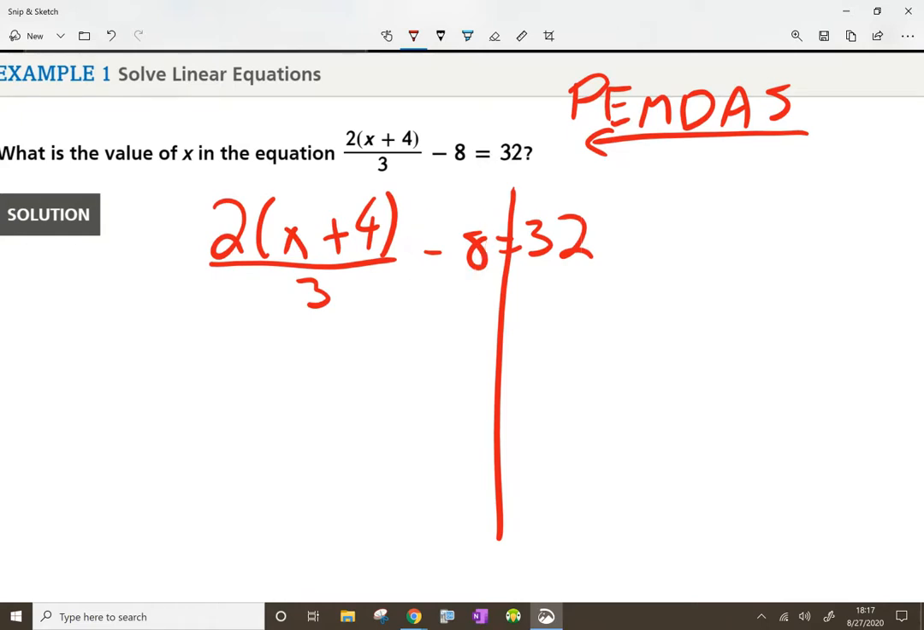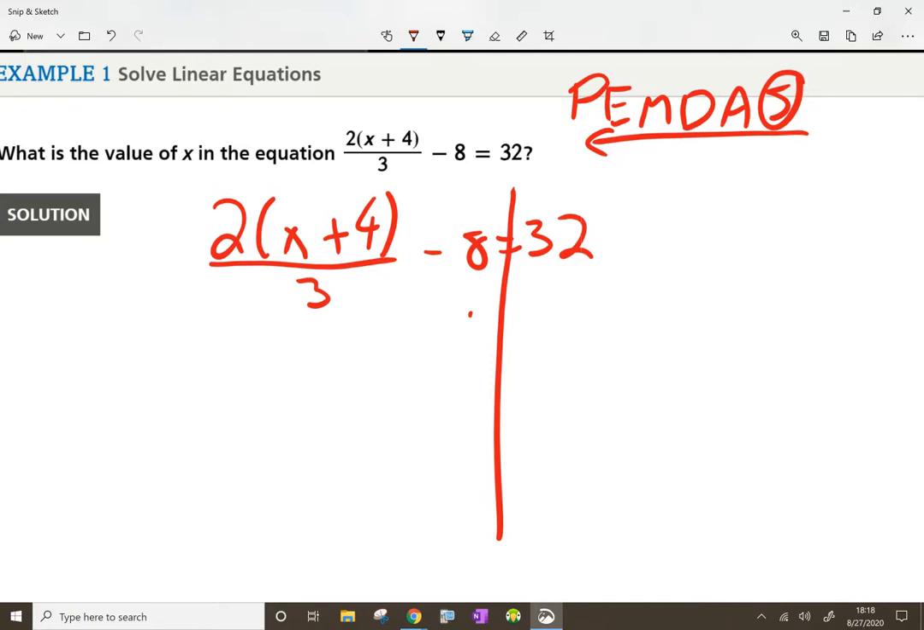Seeing that it's a subtraction part of our order of operations, we have to undo it. So we have to think of whatever the opposite of minus 8 is in order to cancel it out. For most of us, the opposite of minus 8 is adding 8, right? The opposite of subtracting is addition. So what we're going to do is add 8.